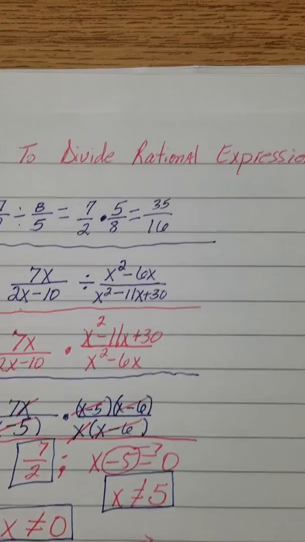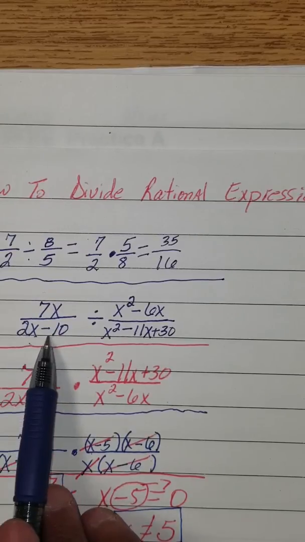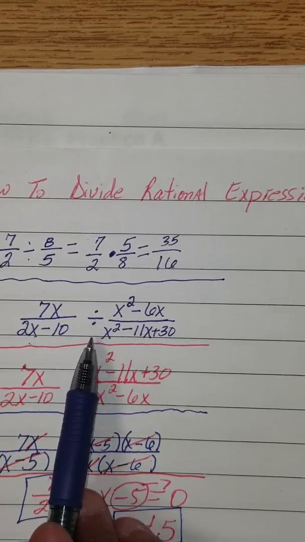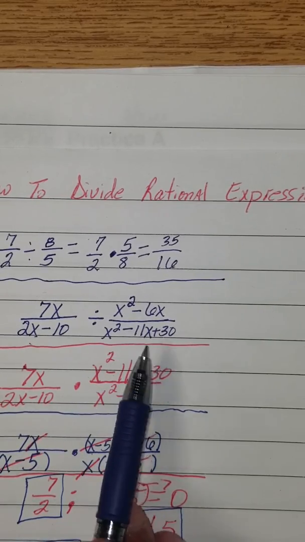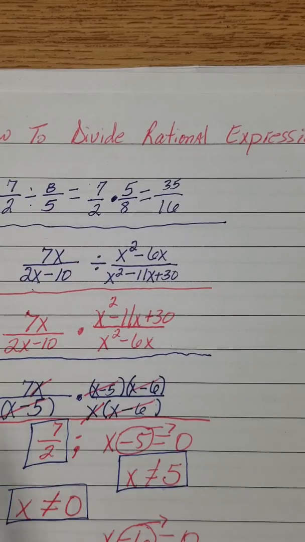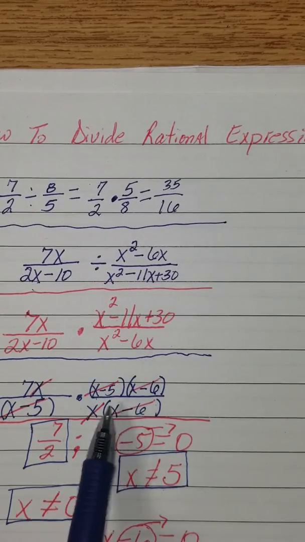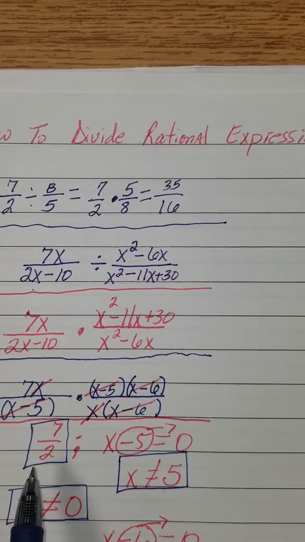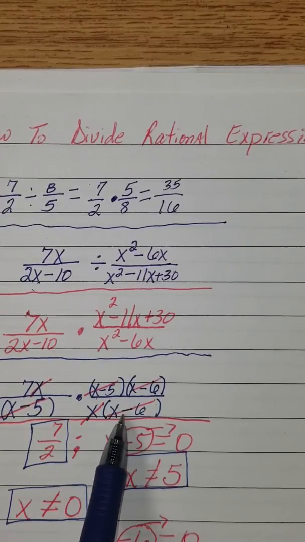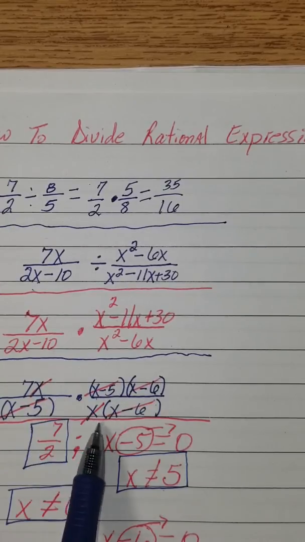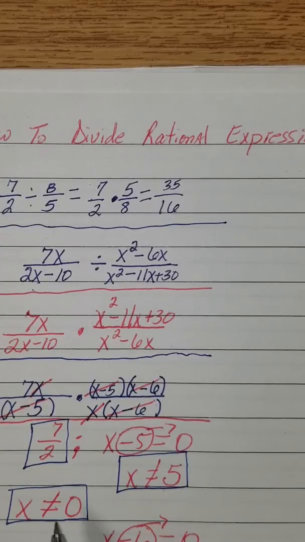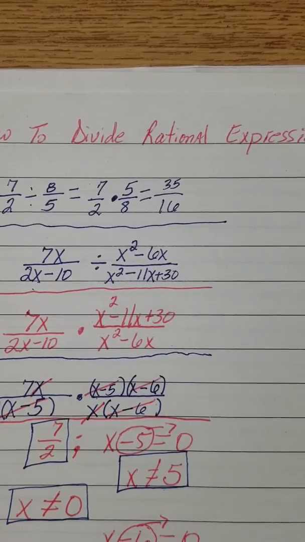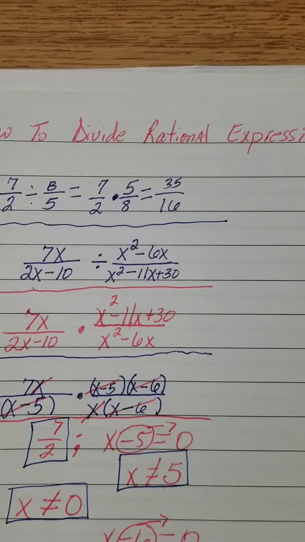We started off with 7x divided by 2x minus 10, divided by x squared minus 6x, all over x squared minus 11x plus 30. We did the keep, change method. We factored all binomials and polynomials. After we did that, we looked for common factors and we divided them evenly. What we divided by, we all set equal to 0, and we solved them. In doing so, we learned what the x variables cannot be equal to. That is just a quick recap on how to divide rational expressions.